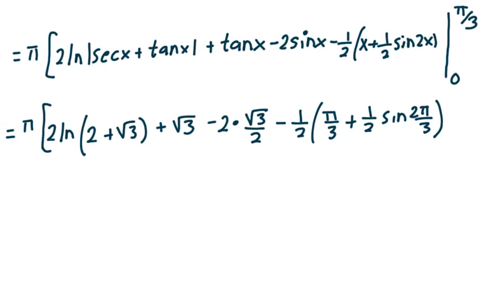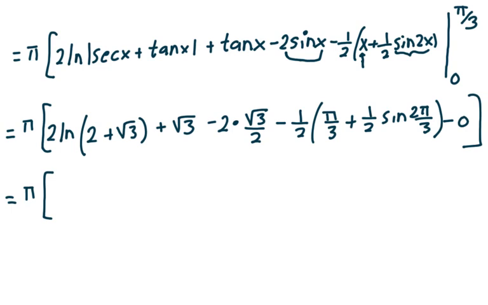Okay? And if I replace x with 0, secant of 0 is 1, tangent of 0 is 0. And so natural log of 1 is 0. Tangent of 0 is 0. And then if I'm here, sine of 0 is 0. If I replace x with 0, that goes away. And then this term goes away. So I'm basically subtracting 0 when I plug in the lower limit of 0.